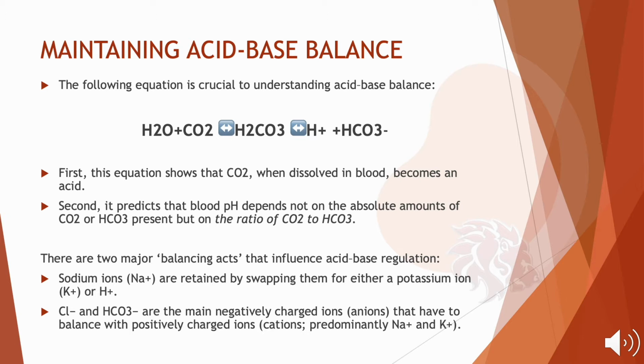Thus, a change in carbon dioxide will not lead to a change in pH if it is balanced by a change in the bicarbonate that preserves the ratio, and vice versa. Because carbon dioxide is controlled by respiration and bicarbonate by renal excretion, this explains how compensation can prevent changes in blood pH. There are two major balancing acts that influence acid-base regulation.